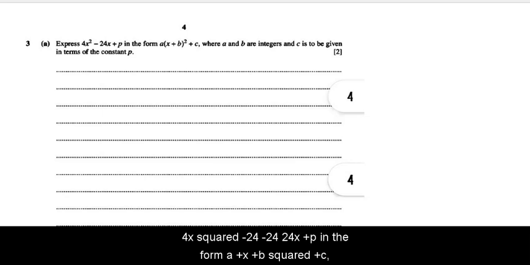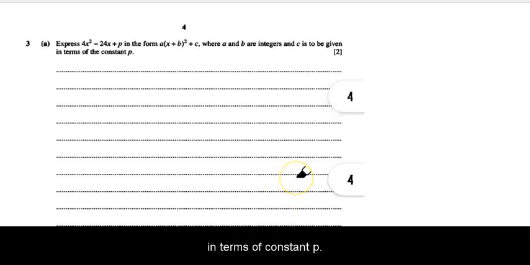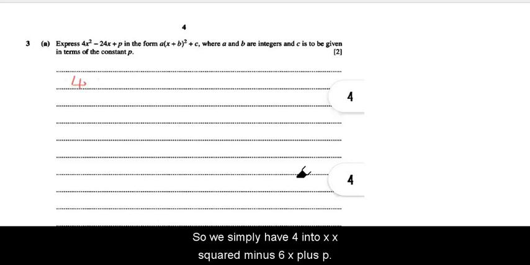Express 4x squared minus 24x plus p in the form a(x plus b) squared plus c, where a, b, and c are constants. Of course, they are integers to be given in terms of the constant p. Again, this is completing the square, so we simply have 4 into x squared minus 6x plus p.